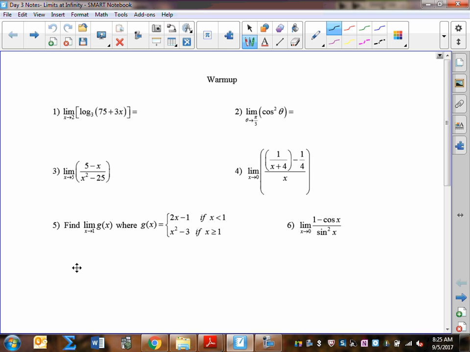Alright, so taking a look at what we have so far up here for warm-up. What did we get for number 1? 4. Do you agree? Okay, any questions on that? Straight substitution for that guy. How to use your noggin with your logs, right? Alright, number 3, what did we get for the answer?